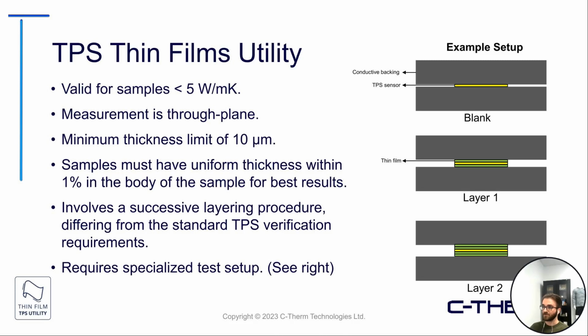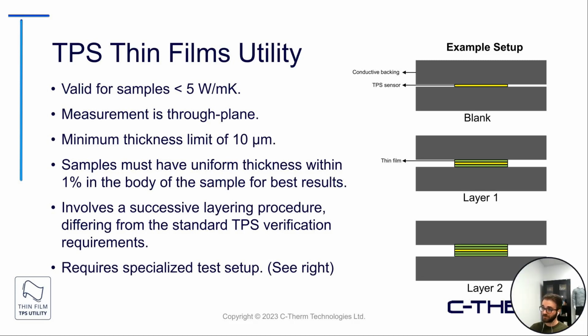So for the TPS thin films utility, a few criteria need to be understood. It's really geared towards polymeric materials. Generally, getting below 5 watts per meter Kelvin is where you'd want to fall. The measurement that the TPS thin films utility provides is a through plane measurement. So I know there is a lot of interest in establishing in and through plane thermal conductivity data for a range of materials that are used in today's products. Just to flag that the TPS does provide you with a through plane measurement.